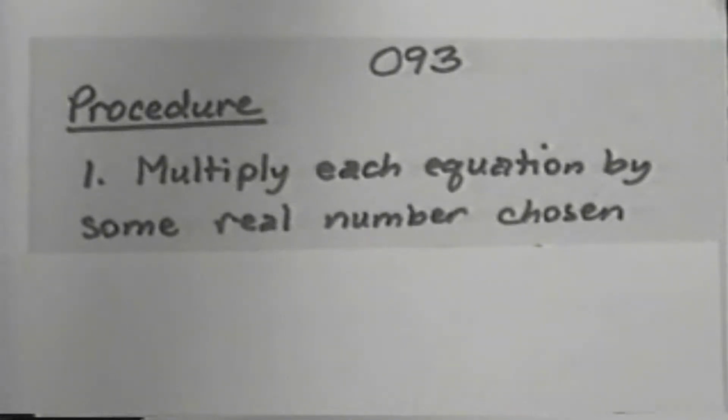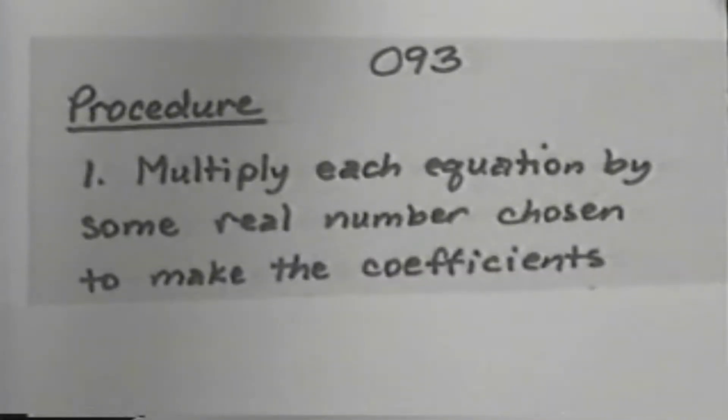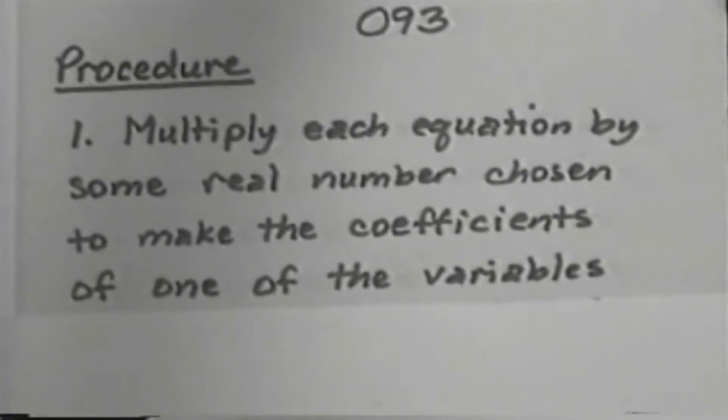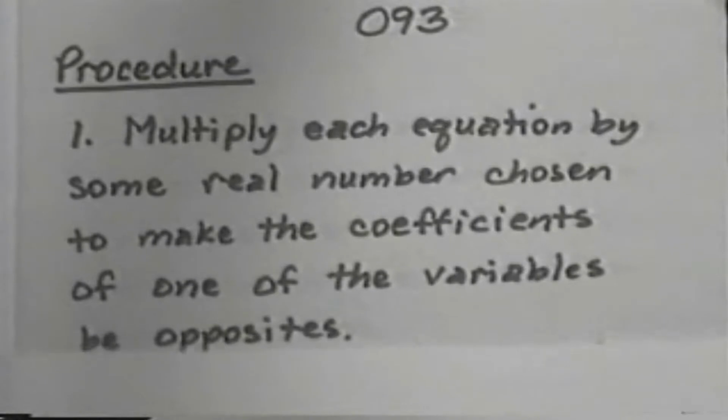Multiply each equation by some real number chosen to make the coefficients of one of the variables be opposites.